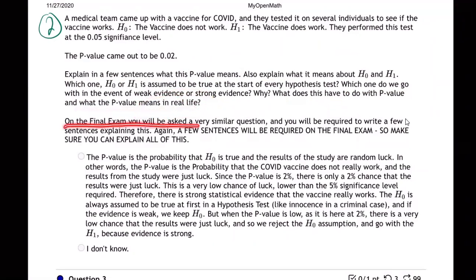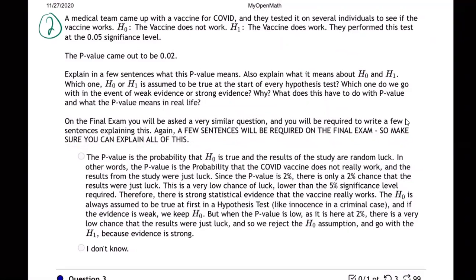On the final exam, you will be asked a very similar question, and you will be required to write a few sentences explaining this. There are only two of these where I actually ask you to write a few sentences. So make sure you can explain all this. You can write it out on your notes ahead of time. Go ahead and just write out what you want to say.